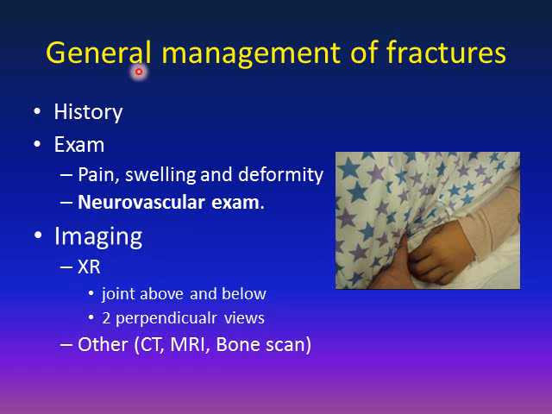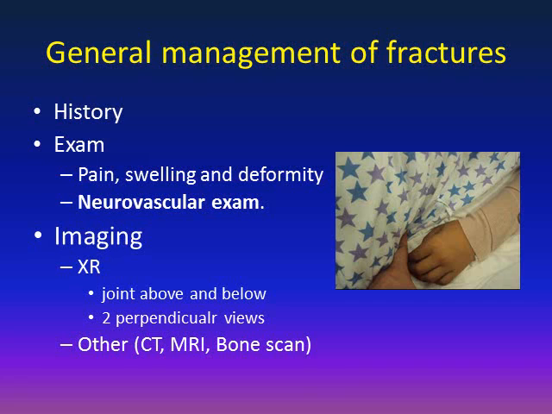Now we're going to discuss the general management of a fracture. How can you manage a fracture that you see in your office or in the ER? History. You have to take a detailed history from the parents or the caregiver. You have to assess if the mechanism of injury given by the family is consistent with the injury that you see or not, keeping in mind that some injuries that happen to children are due to child abuse or non-accidental trauma. After that, you have to examine the child.